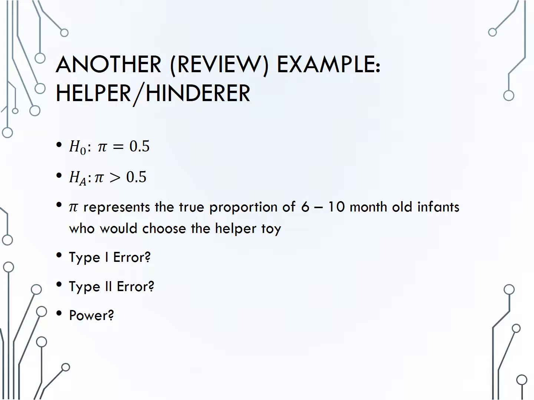A type 1 error would be stating that infants prefer the helper when really they have no preference of toy. And type 2 would indicate that infants have no preference when really they do prefer the helper toy. The power of the test would be the probability of concluding infants prefer the helper when they really do.